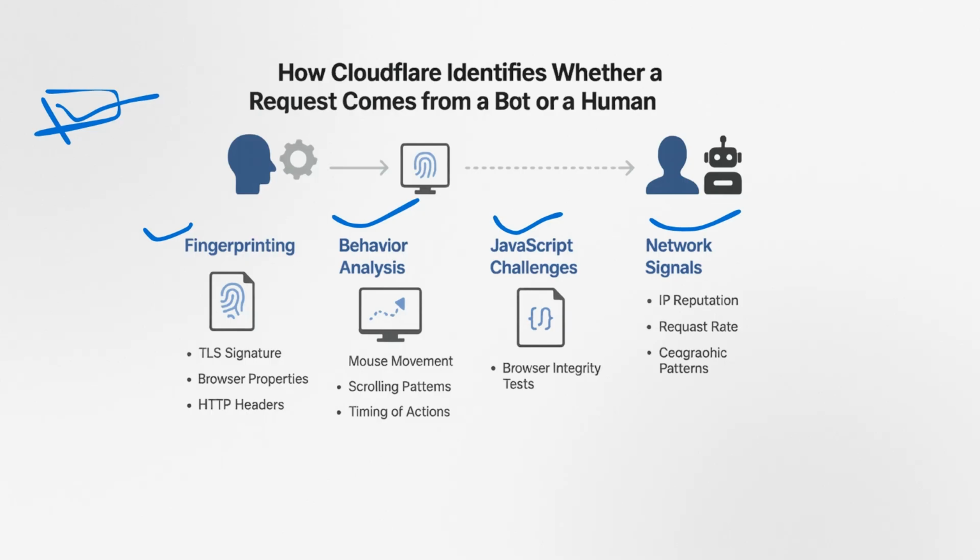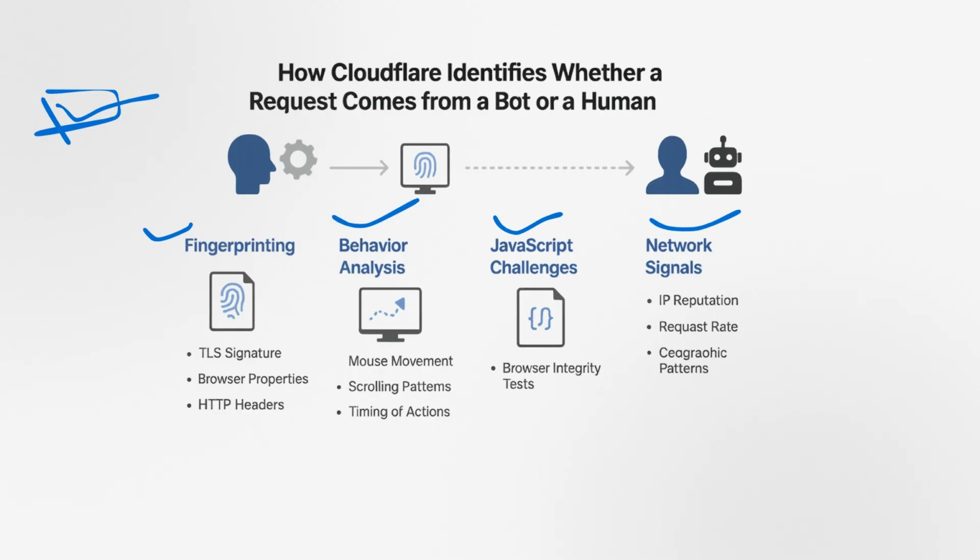Cloudflare starts with fingerprinting. Every browser sends a unique combination of signatures, headers, and technical properties. Real browsers have natural, consistent fingerprints, but bots often use scripts or headless tools that look suspicious. This is the first red flag that Cloudflare checks.